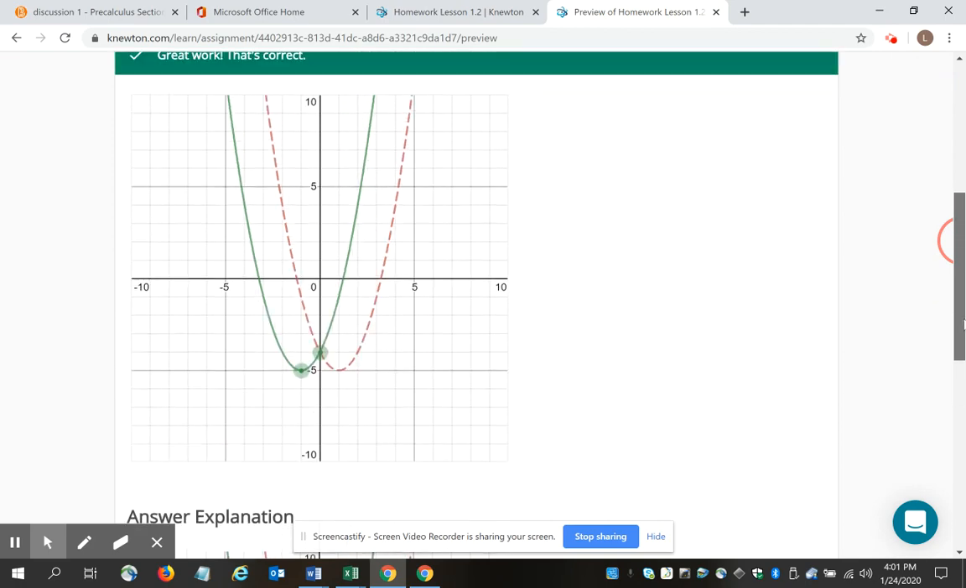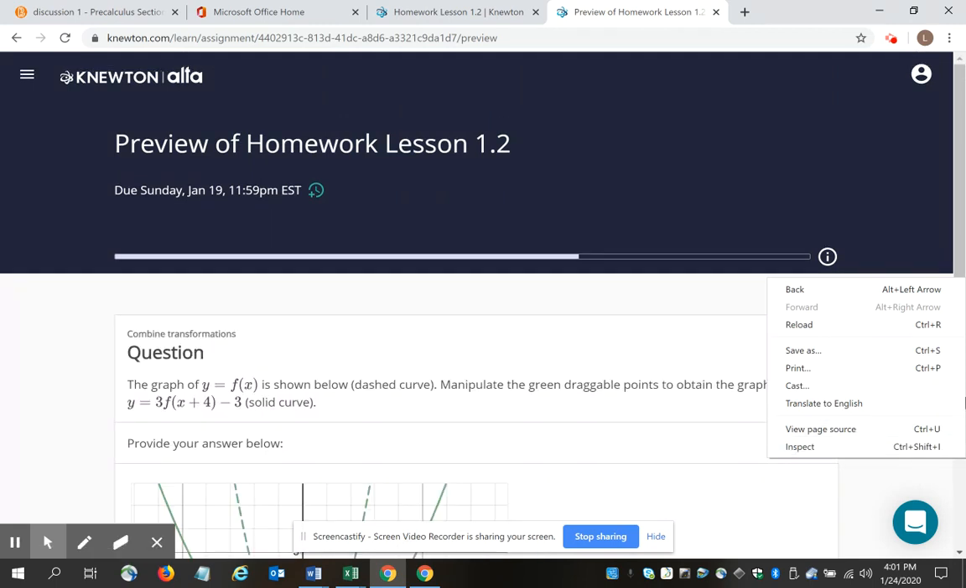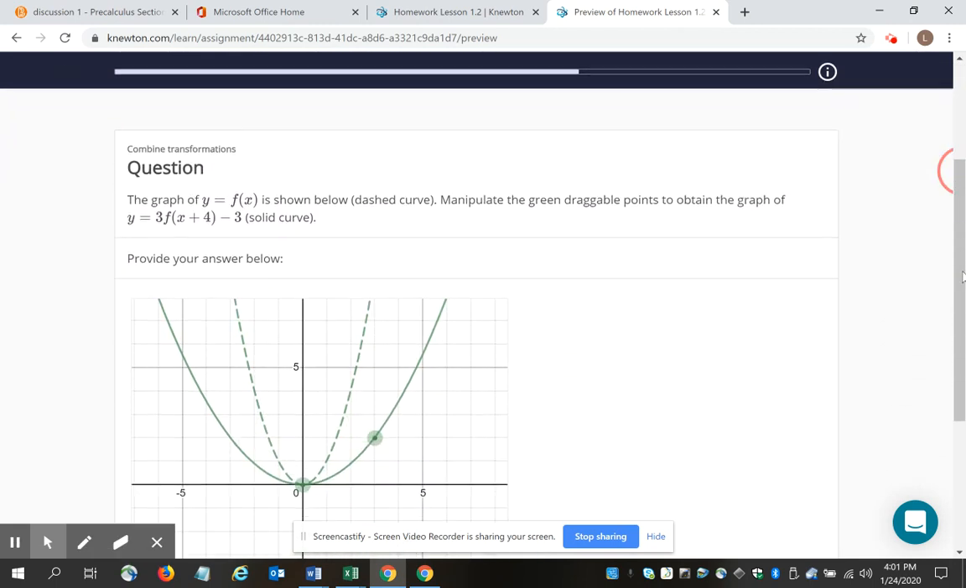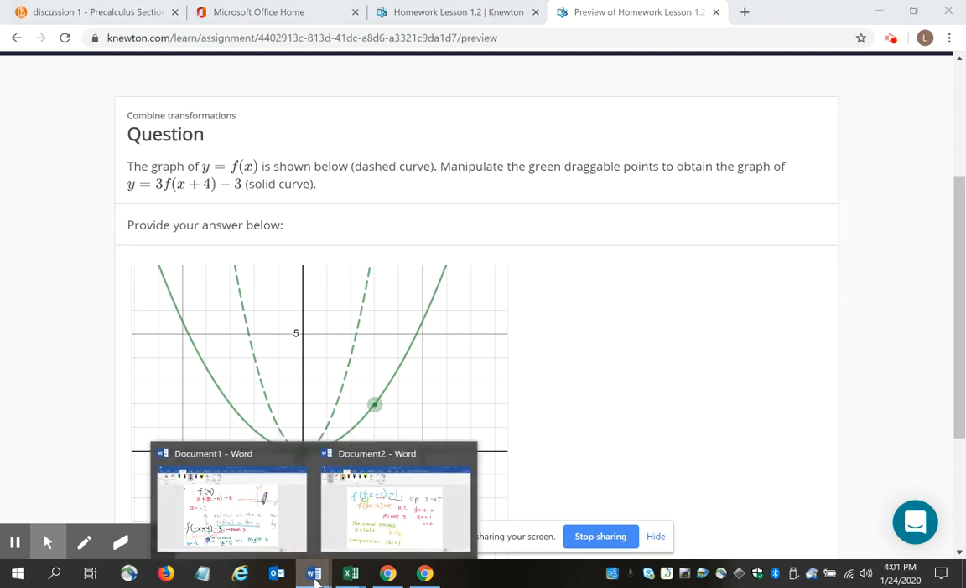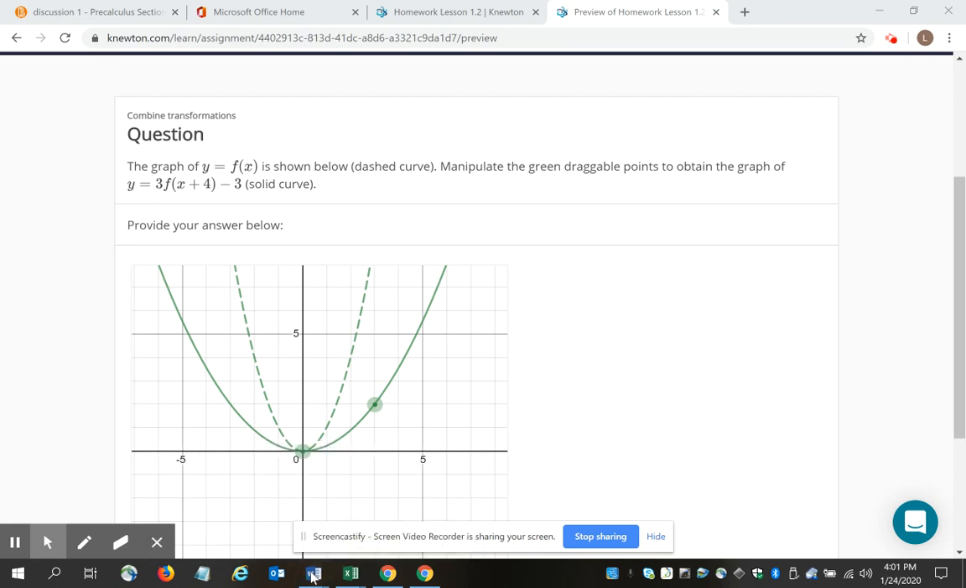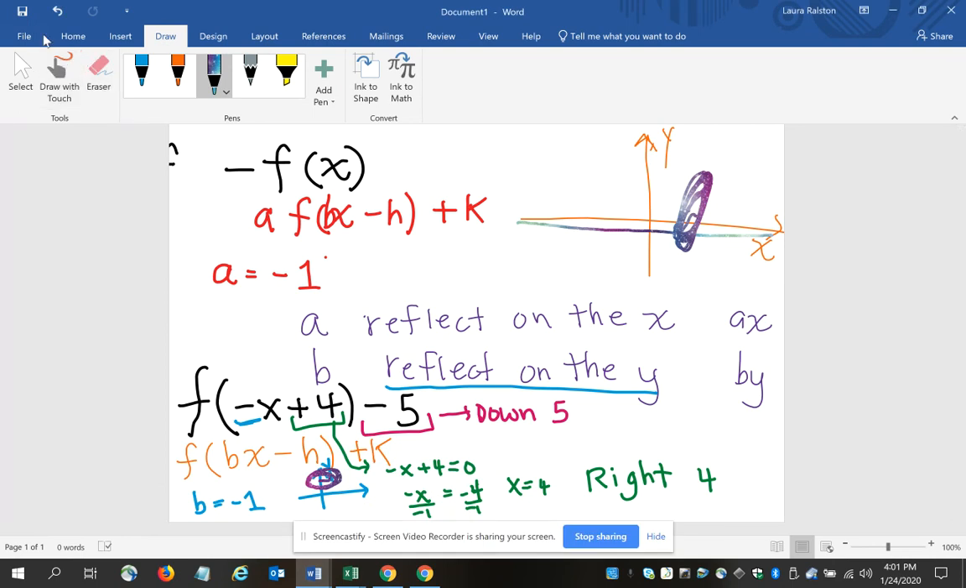Okay, there we go. Let's go to another one. Hopefully it's going to get back to some of those with all the big combinations. Oh yeah, here we go. We've got 3 times f of x plus 4 minus 3. Okay, I'm going to write this one down so we can think about it for just a minute. Okay, I'm going to get us a clean sheet of paper.